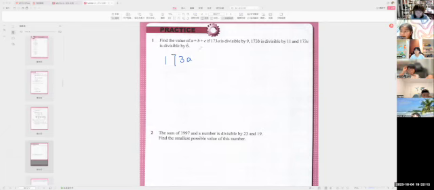A is 1. Why is it 1? Because the sum of all the numbers, 1 plus 7 plus 3 plus 1 equals 12, and 12 can't be divided by 9. Oh, my bad. So a equals what? 7. So a could only equal 7, correct? Because 1 plus 7 plus 3 plus 7 equals 18. 18 could be divisible by 9, so a equals 7.